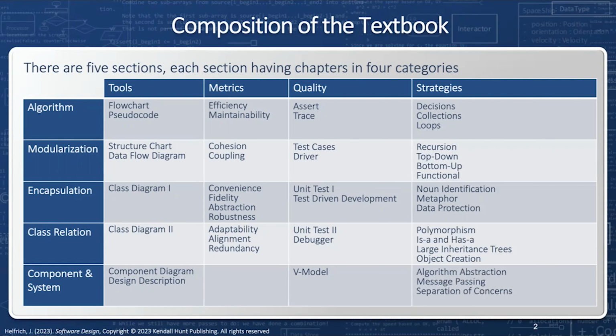At the component and system level, we talk about algorithmic abstraction and the design patterns associated with that, message passing, and these are once again design patterns, separation of concerns, and this includes model view controller, command passing, interfaces such as facade, tokens and entities, and finally layered system design.